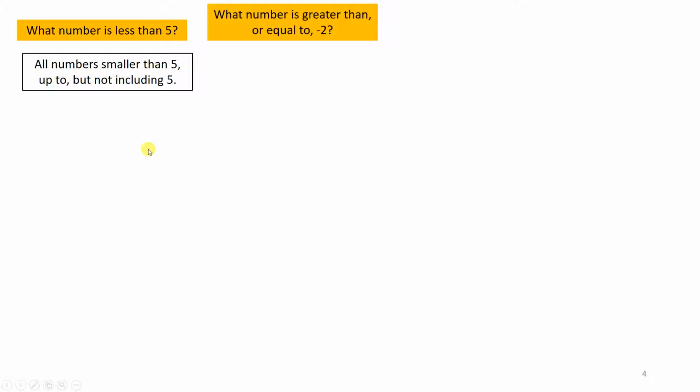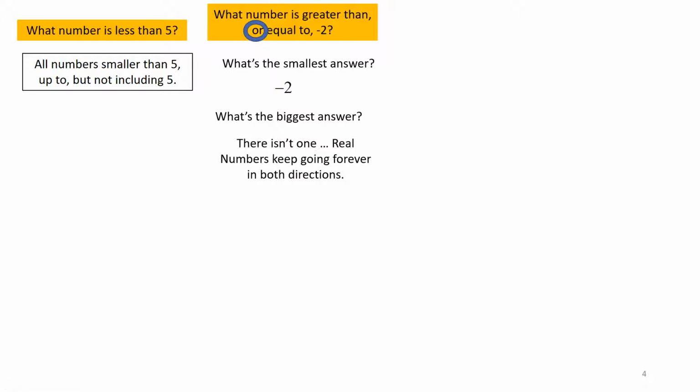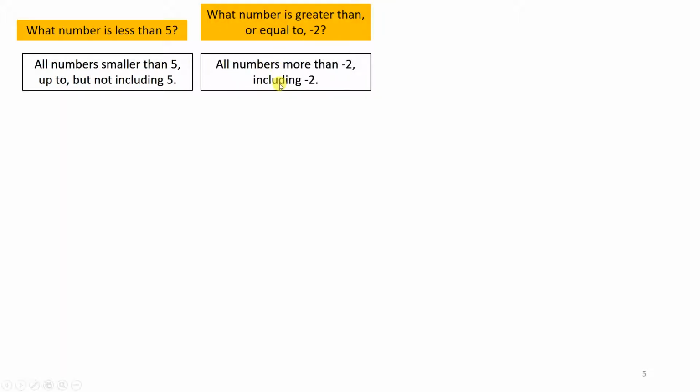So now, next question. We're going to have 3 more questions. This next question is, what number is greater than or equal to negative 2? Now, this is a little bit of a different question. You might have an idea, but let me ask you, is there a smallest answer? Well, it says greater than or equal to negative 2, so there is a smallest answer in this one. Negative 2 is the smallest answer. Anything smaller than that isn't greater than or equal to negative 2, of course. What about biggest answers? Well, once again, numbers keep going forever. They get larger and larger, so there is not a largest answer, but there is a smallest. So our answer to this question is all numbers more than negative 2, including negative 2.